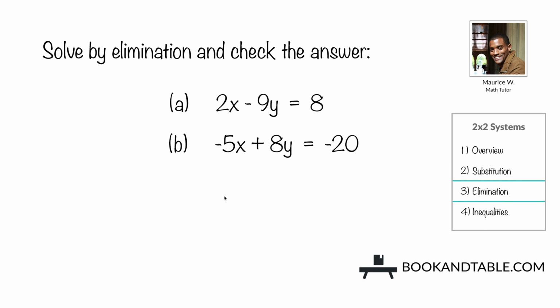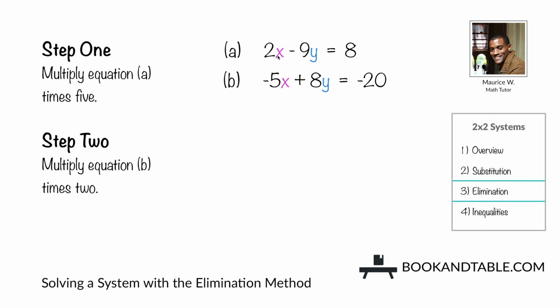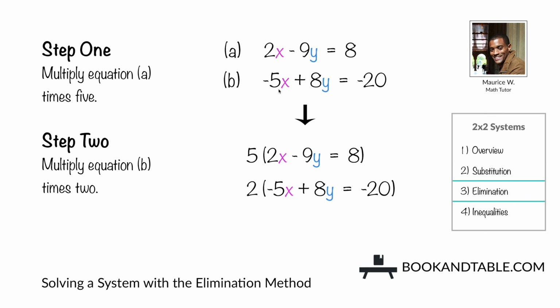So solve by elimination and check the answer. Equation A, 2x minus 9y is equal to 8. And equation B, negative 5x plus 8y is equal to negative 20. So since neither variable has coefficients that are equal or equal with opposite signs, we'll want to eliminate x first and solve for y. So we'll want to multiply equation A times positive 5 so that we get 10x. And we'll want to multiply equation B by 2 so that we get negative 10x.